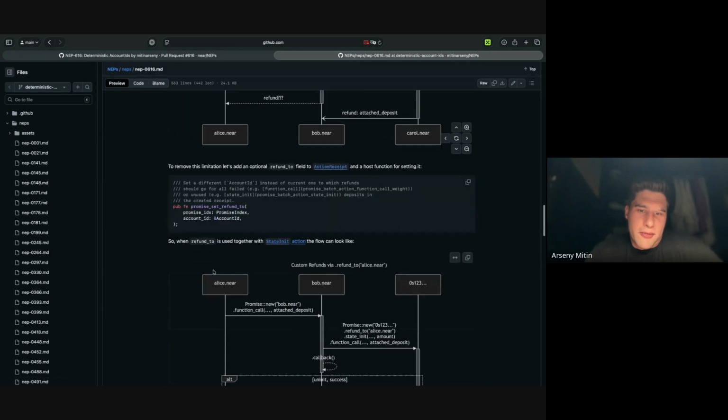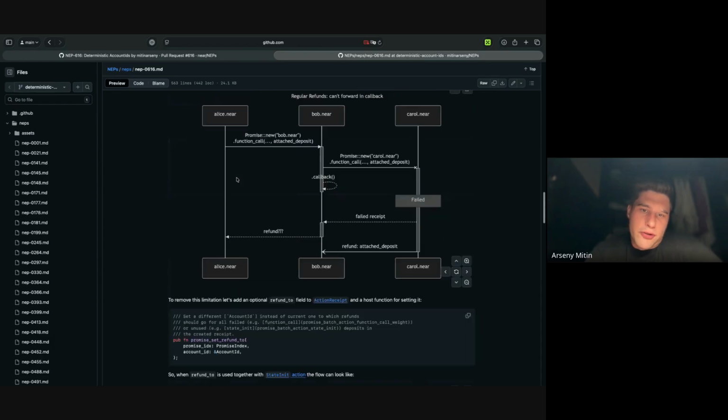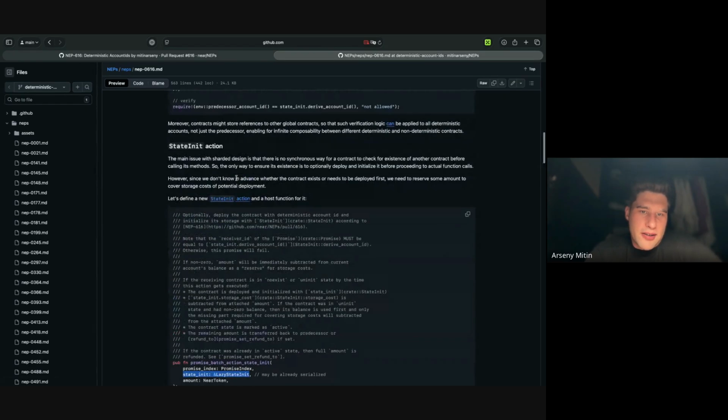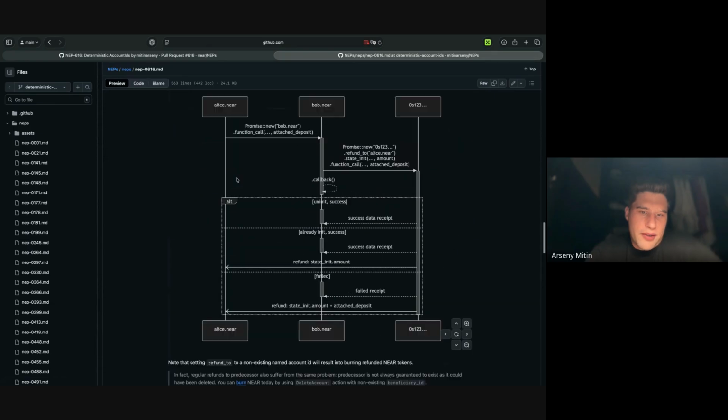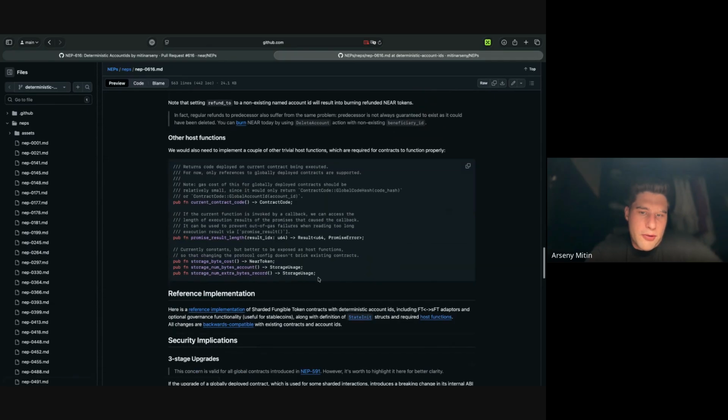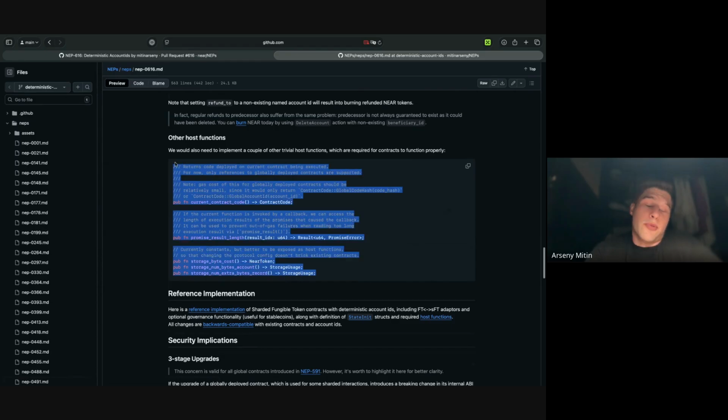Yeah, and then there are a lot of technical details. I wouldn't go into them: about refunds, how they're made, how the versioning of the state init is made, and other host functions that we might need and that we actually need for this to work.